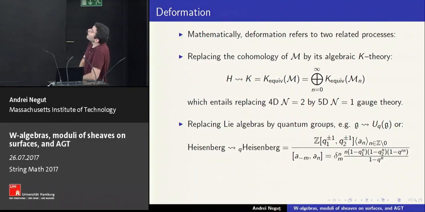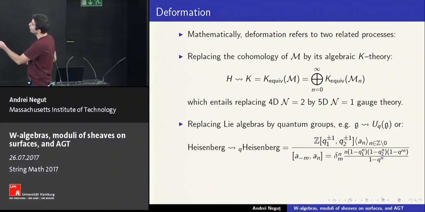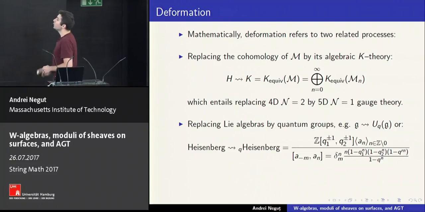So the other instance of deformation, which we will see, is in representation theory. In representation theory, when you Q-deform things, you replace Lie algebras by quantum groups. And the standard example of that is when you take a Lie algebra G and you replace it by the corresponding quantum group. And we will not see this in this talk. But what we will see is a deformation of the Heisenberg algebra into the Q Heisenberg algebra. So a Q Heisenberg algebra, well, in my case, it will be defined over a polynomial ring in two parameters, Q1 and Q2, and I will point out what this means in a second.